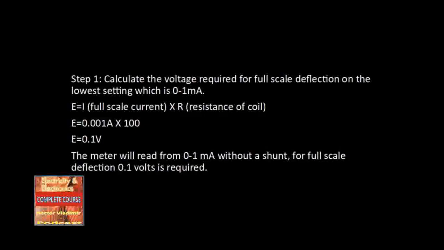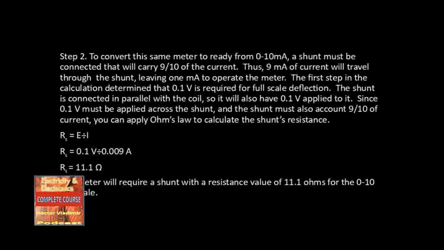Using Ohm's law, voltage, or E, equals I, or full-scale current, times R, or resistance of the coil. So we have the current, which is 0.001 amp, or 1 milliamp, times resistance, which is 100 ohms. Using Ohm's law, voltage equals 0.1 volts. The meter will read from 0 to 1 milliamp without a shunt for a full-scale deflection of 0.1 volts. So 0.1 volt is required for full-scale deflection.